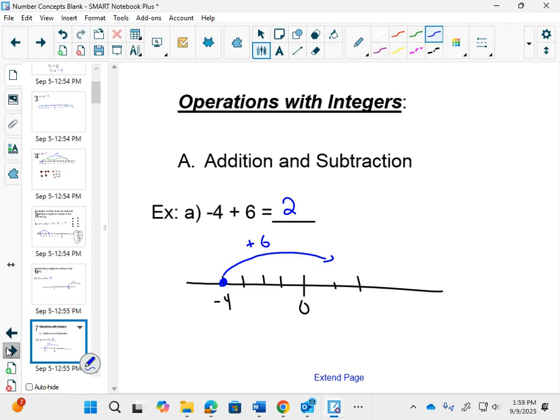When did you learn? How old do you think you were when you learned that 2 plus 3 was the same as 3 plus 2? How old do you think you were, that they're the same thing? 6, 7. Yeah, pretty young, right? What about multiplying? You know that too, right? 3 times 5 is the same as 5 times 3.